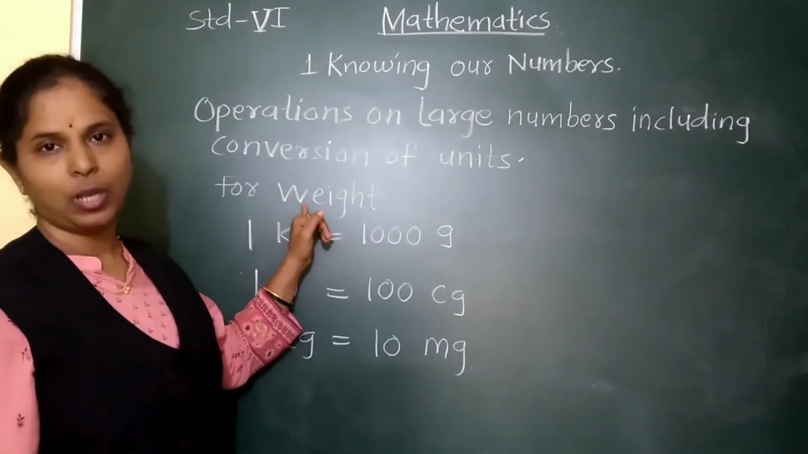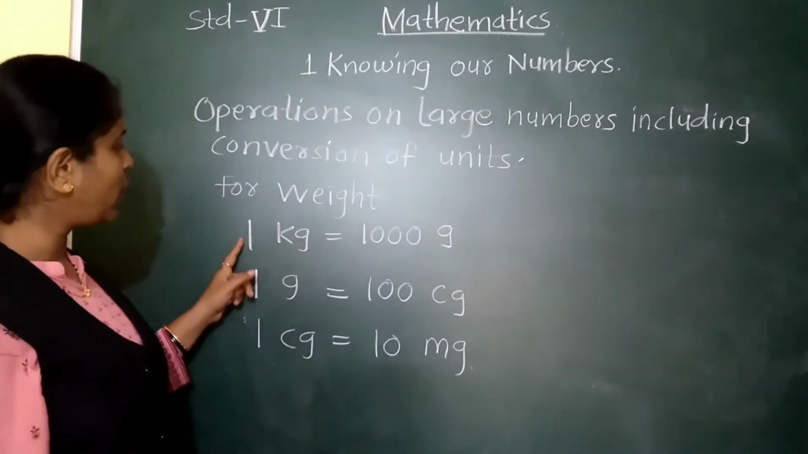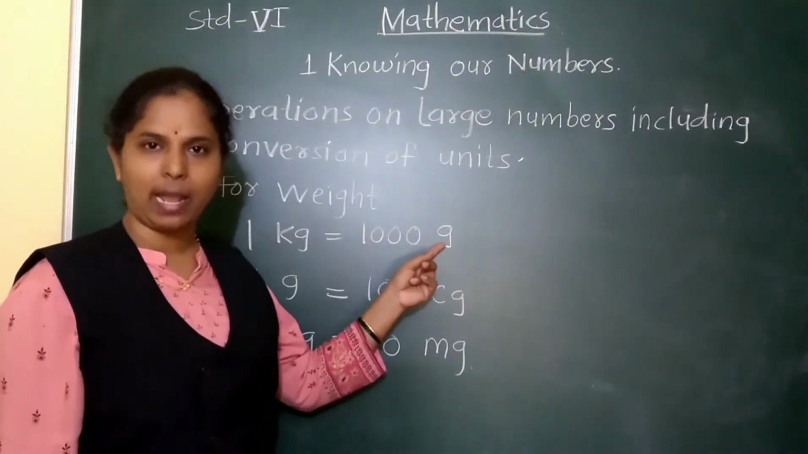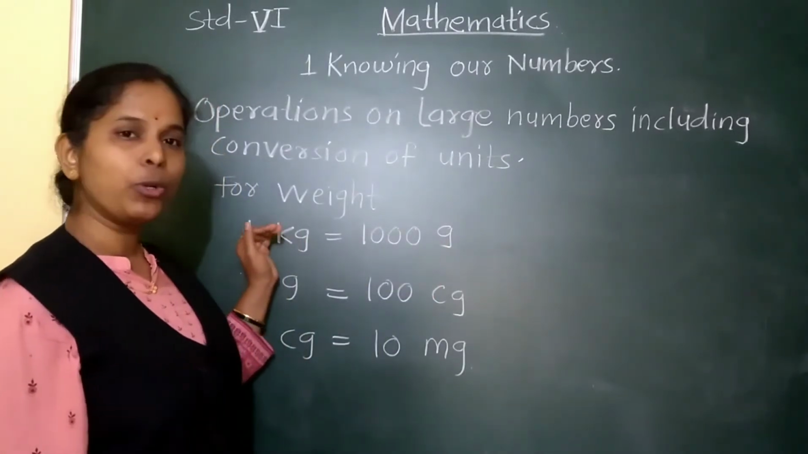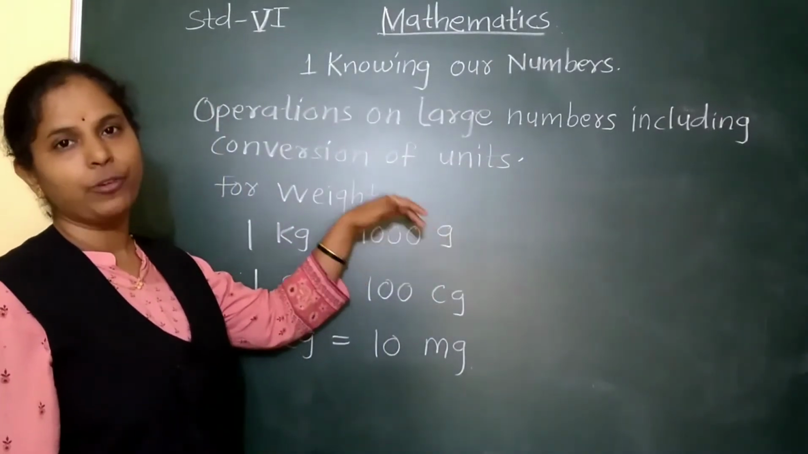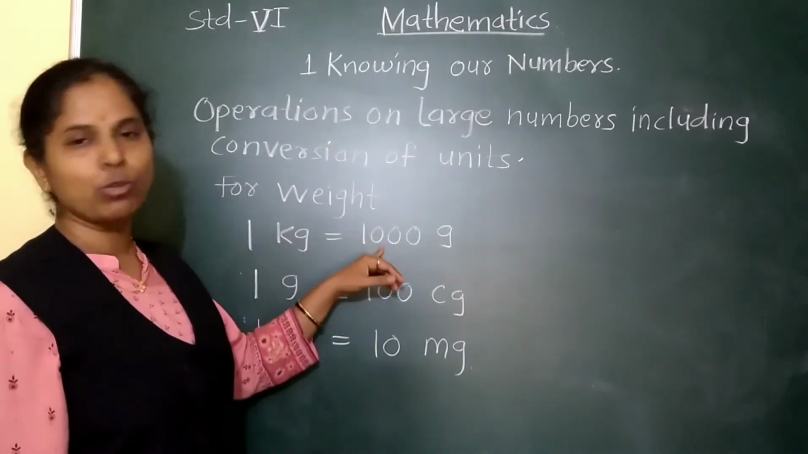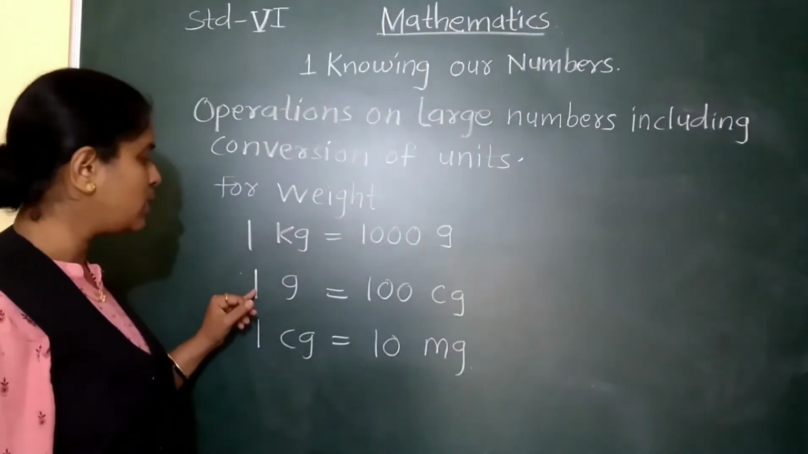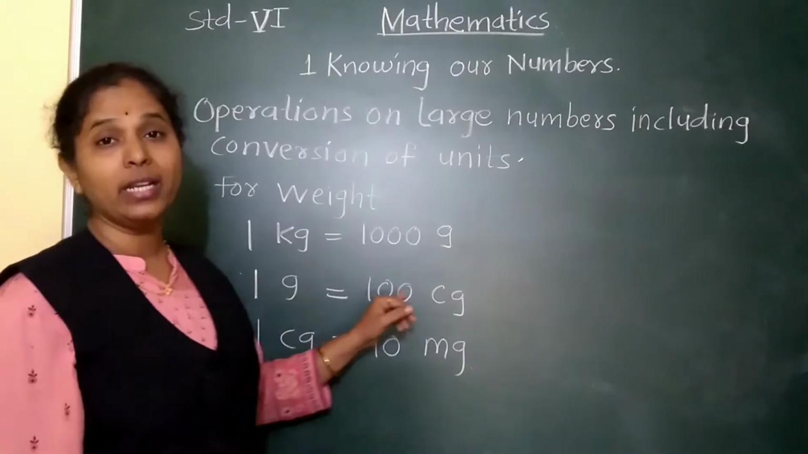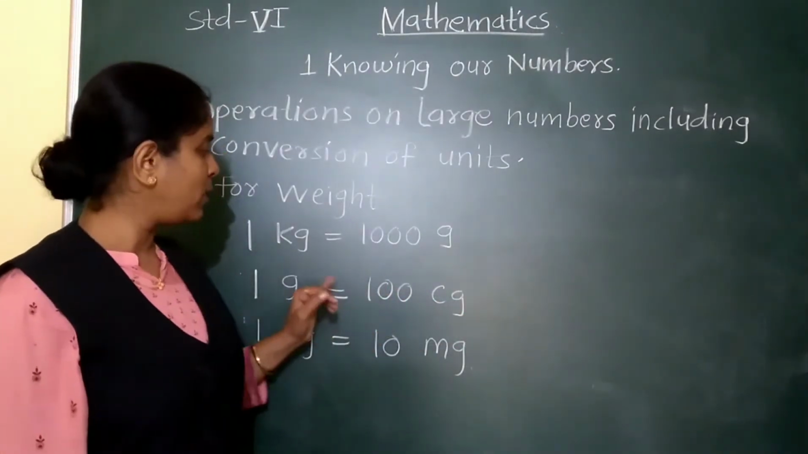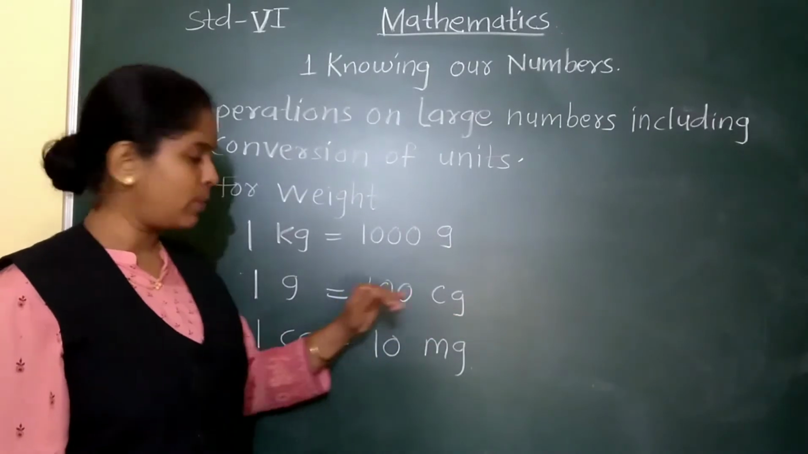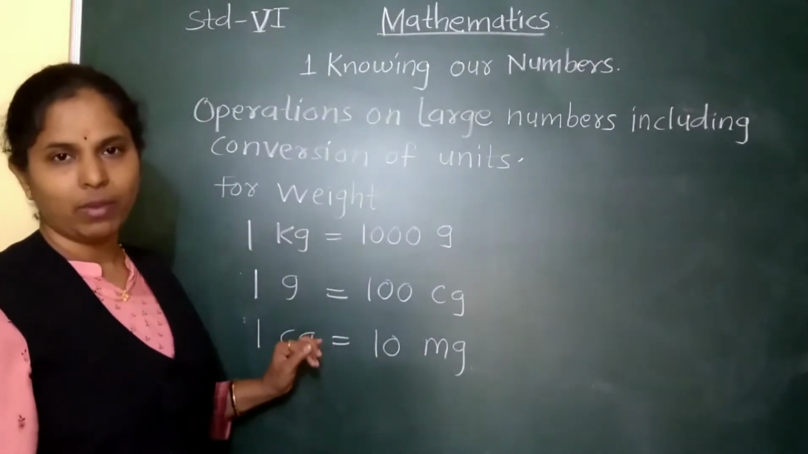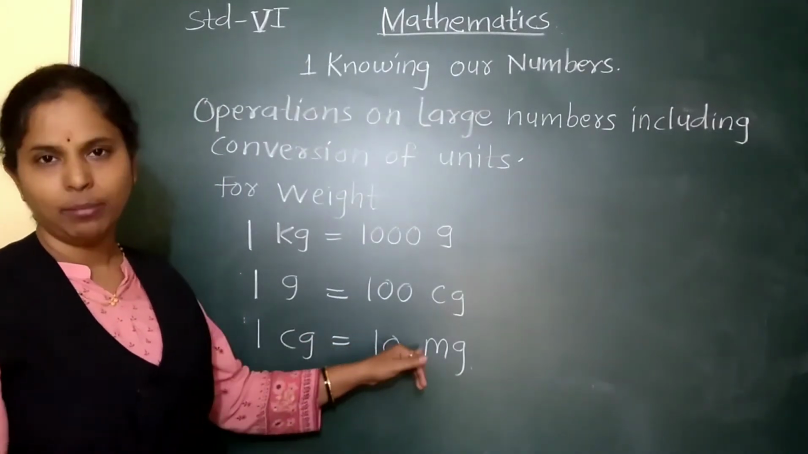Now for weight, we will see the conversion of weight. See, 1 kg, kg means kilogram. 1 kilogram is equal to 1000 grams. So if we want to convert kilograms into grams, we have to multiply the given number by 1000. Then whatever answer we get will be the grams. Now next, 1 gram is equal to 100 centigram. And then 1 centigram is equal to 10 milligram.